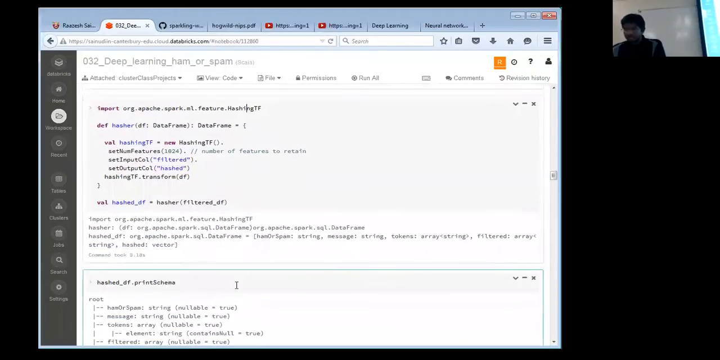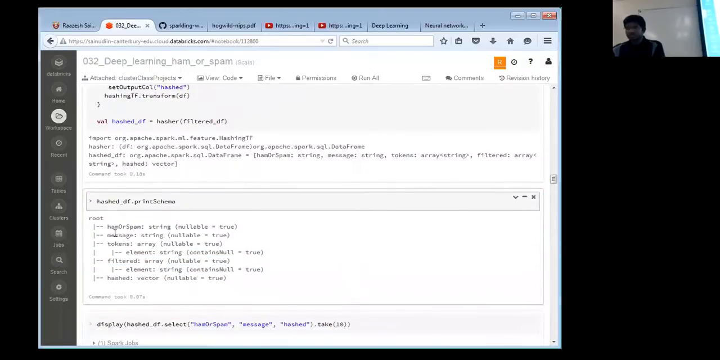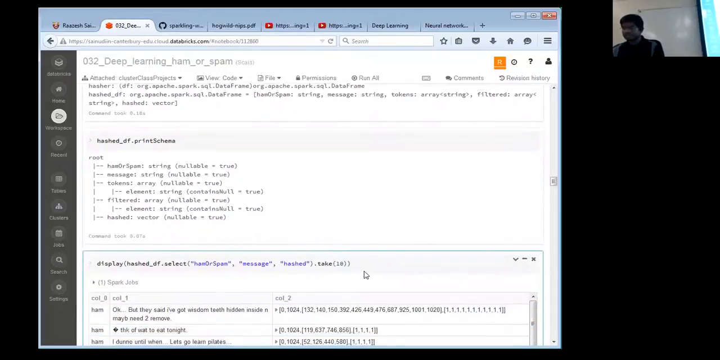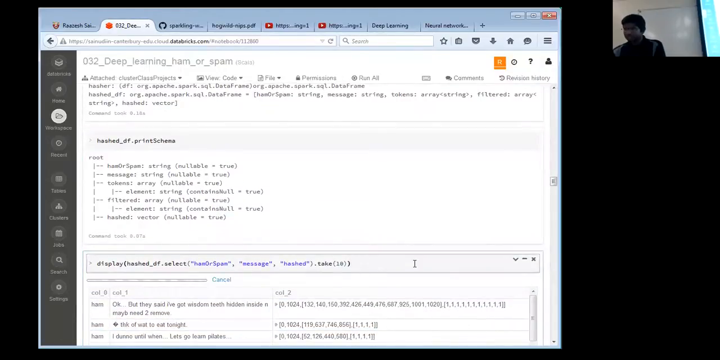We have done that, so let's print the schema. Our data frame has the label, the message, and then we converted the message into tokens. We filtered the tokens using the stop words, and then we did this hashing. Okay, I'll just print this.